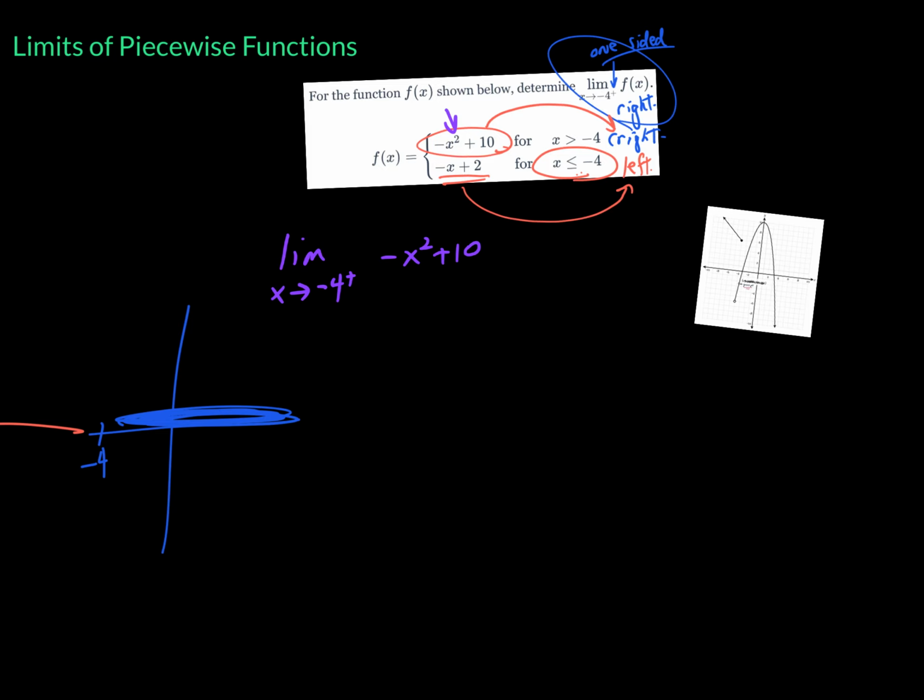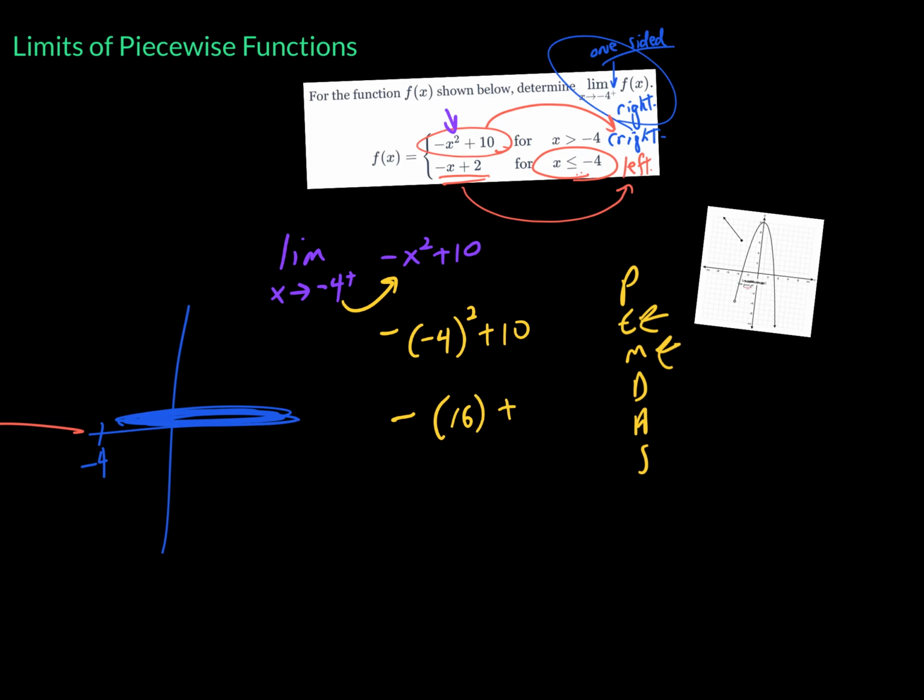Remember what I said. If you can take your number and plug it in and get an answer, that's all you do. So let's see what happens when we plug in from the right. We get negative 4 squared plus 10. Remember PEMDAS? I think that's what they still call it. Don't forget that we do exponents before we multiply that negative 1. So exponents first. That's positive 16. That's negative 6. The answer is negative 6.